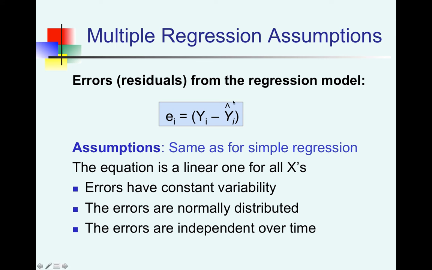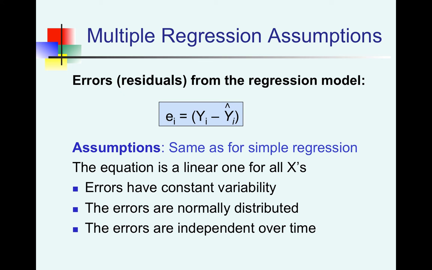So the mean of the residuals, if I took the sum and divided by the total, is going to be 0. Of course, that doesn't mean the variability is going to be 0. The variability is going to be something, and that's what we call the standard error.